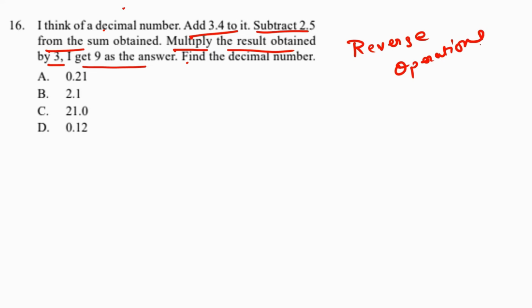So we go in reverse. Since 9 is our answer, 3 was multiplied, so we divide by 3. When it comes to reverse operations, everything reverses since we are calculating backwards. So 9 divided by 3 is 3. Then 2.5 was subtracted, so we add 2.5 back. That gives us 5.5.